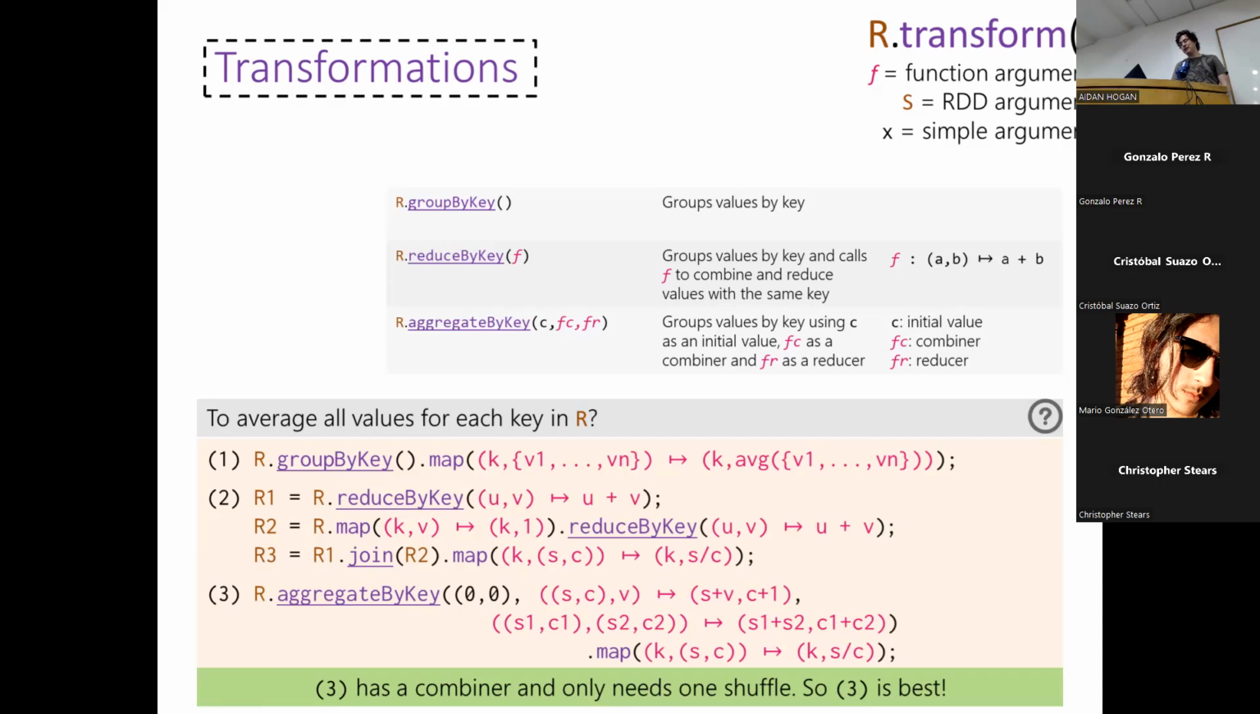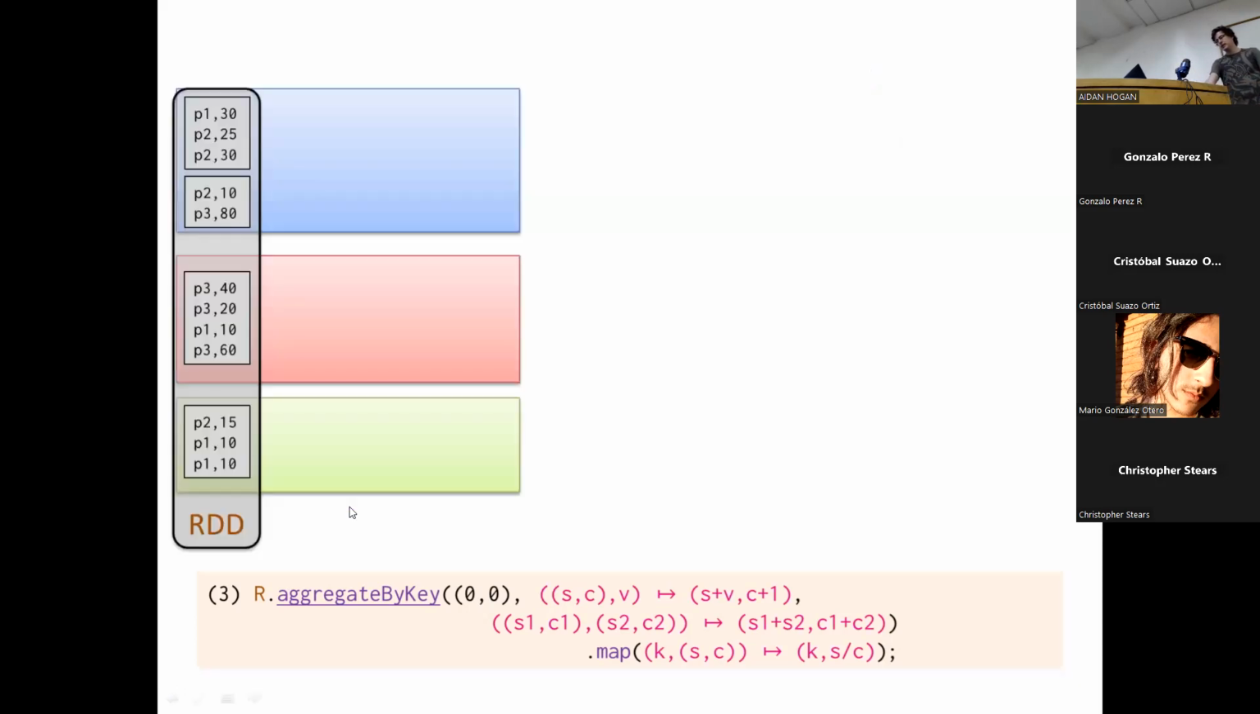It'll be particularly more efficient than option 1 if we have a lot of values per key, and they tend to appear in the same partition. But okay. So 3 is, let's say, the correct way or the best way to implement something like an average, or a non-commutative, non-associative operation over the values.